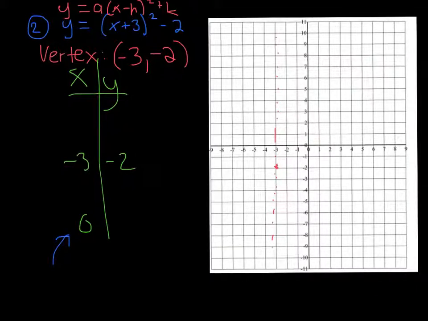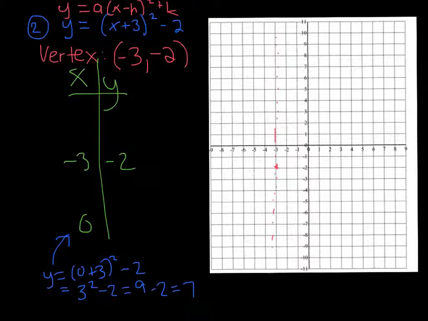When I do that, I get y equals 0 plus 3 squared minus 2. 0 plus 3 is 3. And 3 squared is 9. So I end up getting 9 minus 2 is 7. So now I can draw my point 0, 7.